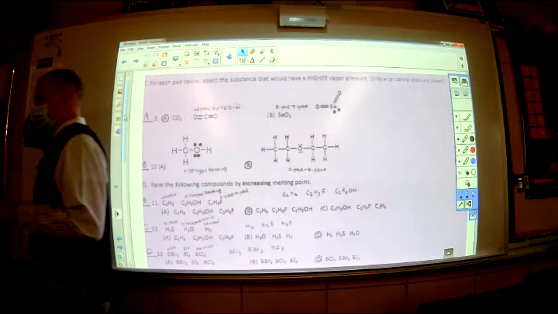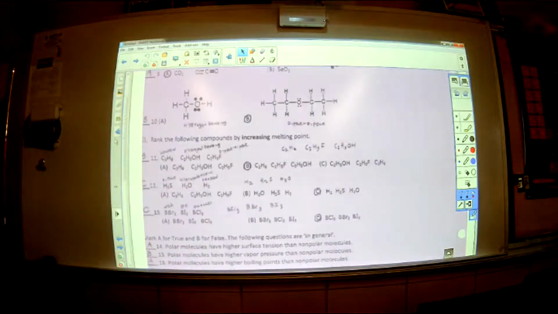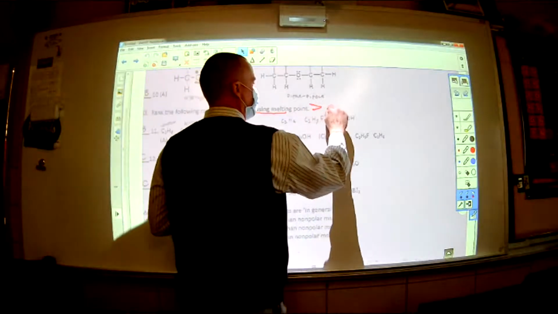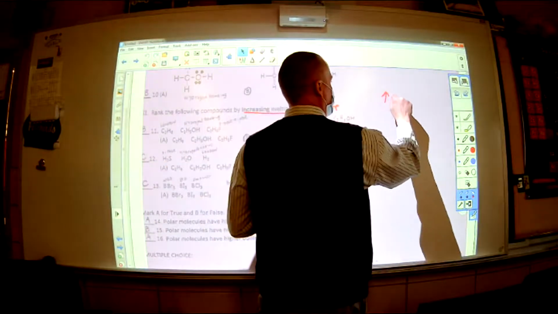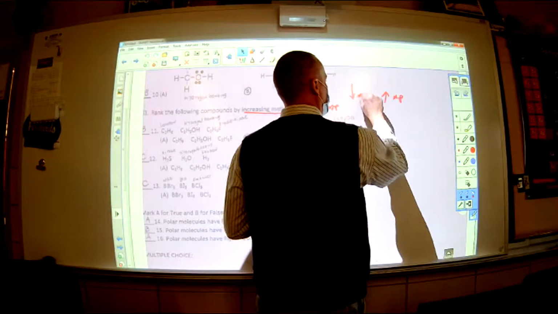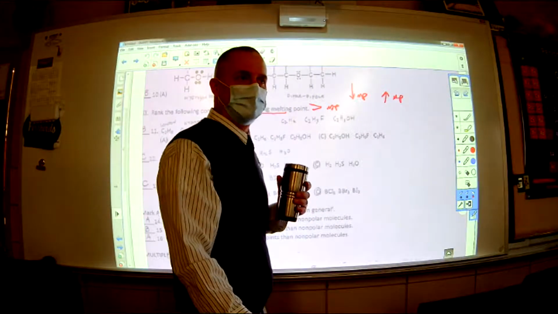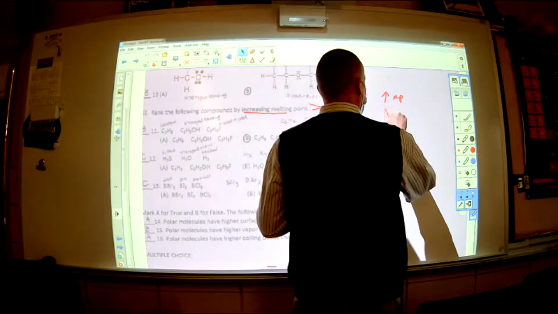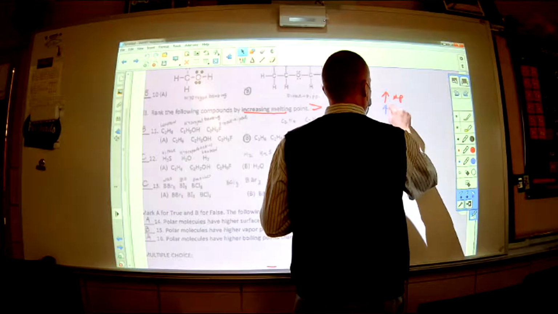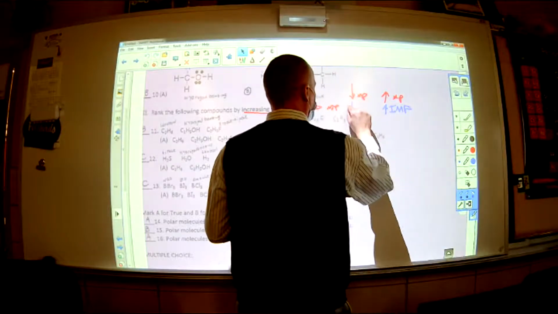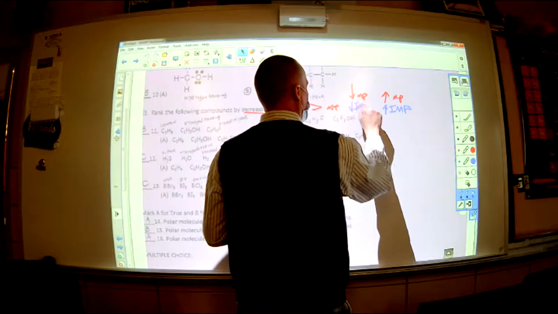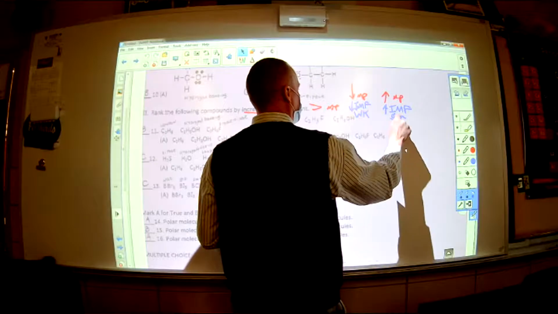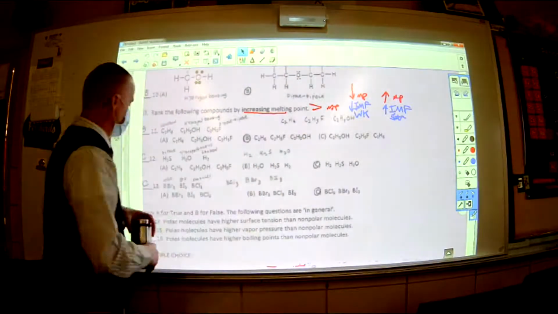What about the next one? 11 through 13. These are not easy. Increasing melting point means we want the one with the highest melting point last, the lowest melting point first. Is that what they mean by increasing? The highest melting point is going to have the strongest IMF. The lowest melting point is going to have the weakest IMF. So strongest last, weakest first. There we go. What questions do we have on these?